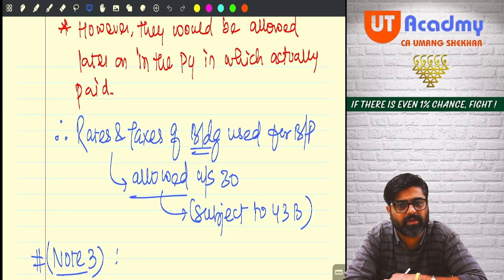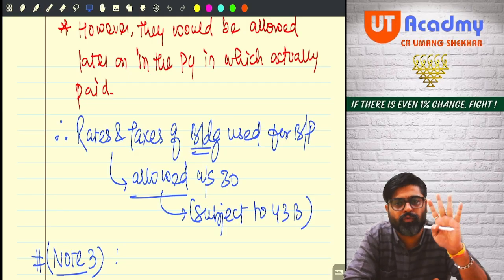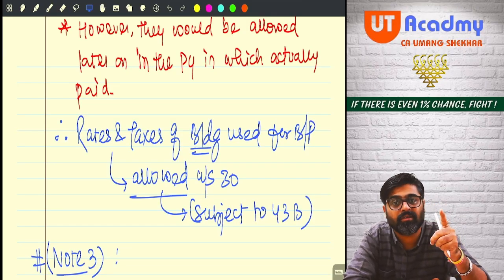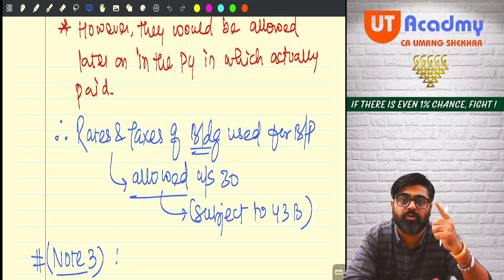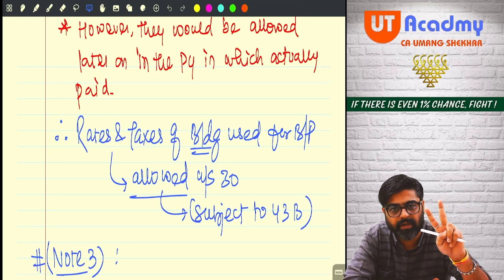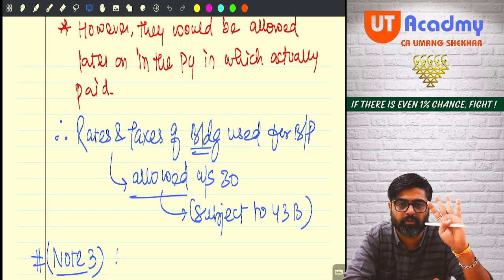Do you remember section 30? Which 4 expenses are allowed as per section 30? Those 4 expenses are related to the building which is used for the purpose of your business or profession. Number 1, rent, rates and taxes, repairs and insurance premium.